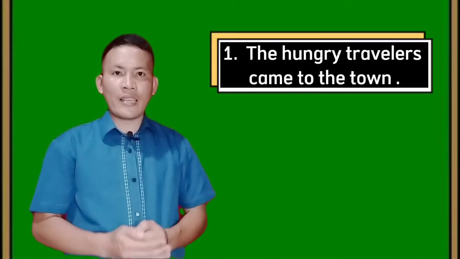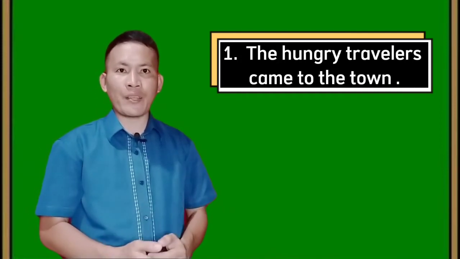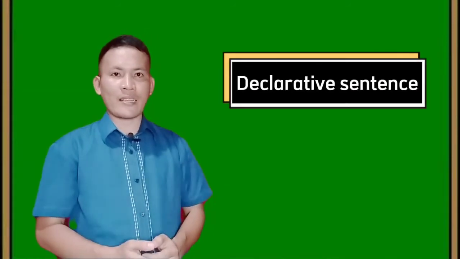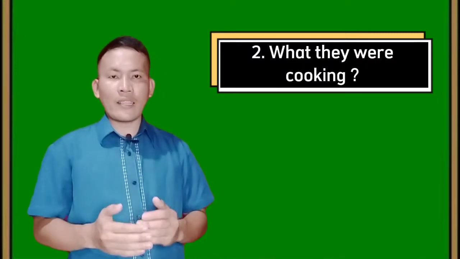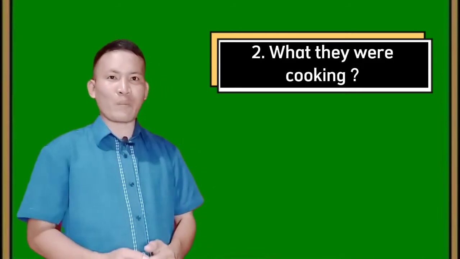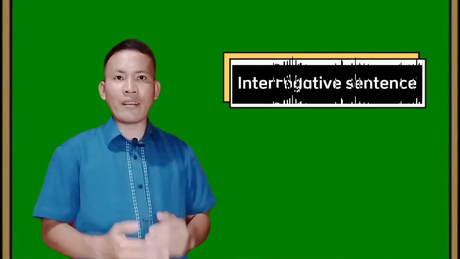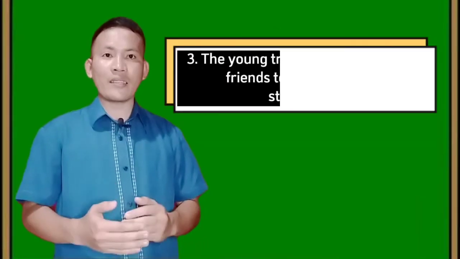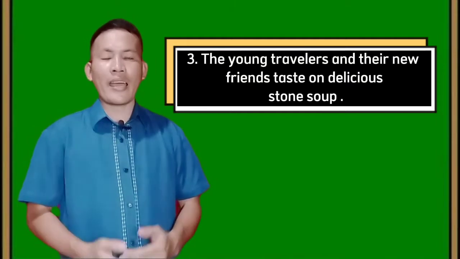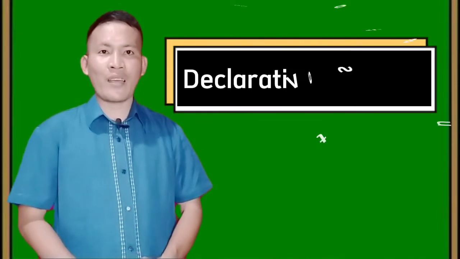Kids, sentence number 1 is telling something, and it ends with a period. This sentence is an example of a declarative sentence, while sentence number 2 is asking a question. It ends with a question mark. This sentence is an example of an interrogative sentence. And sentence number 3 is telling something also, and it ends with a period. So this is also an example of a declarative sentence.